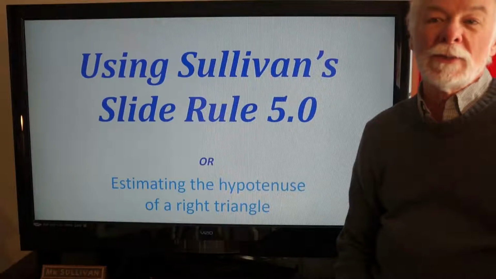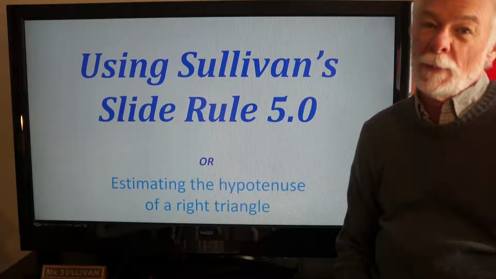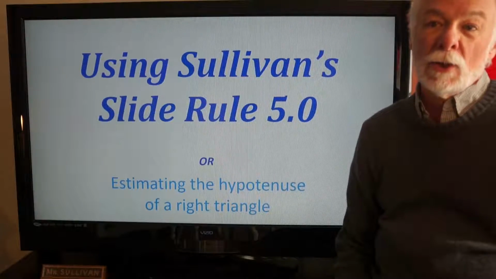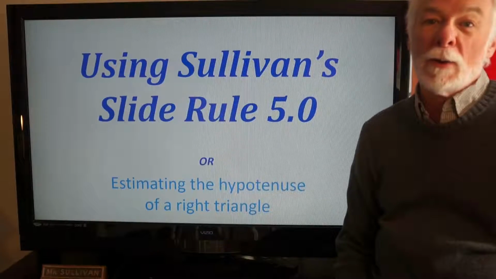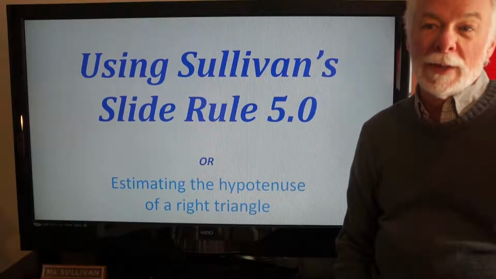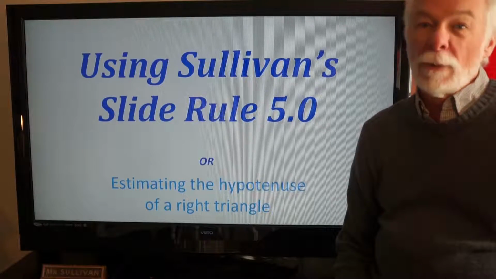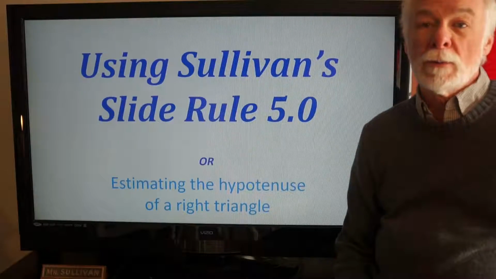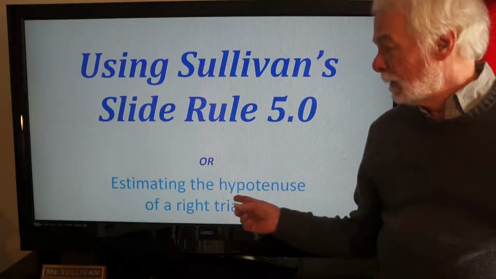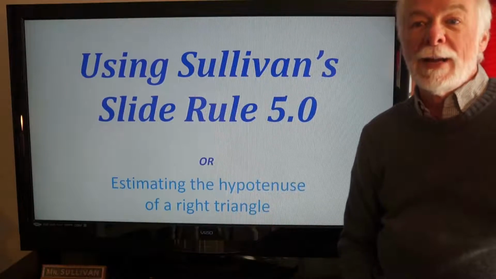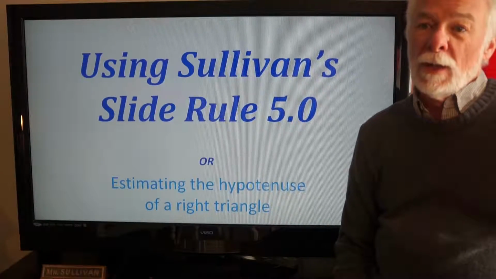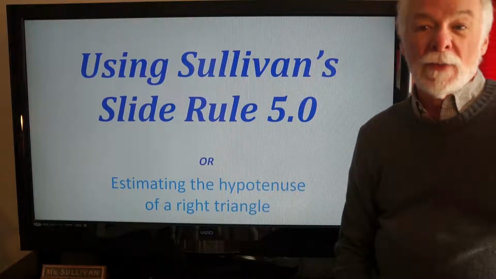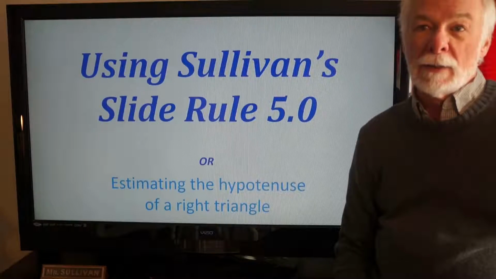Entitled Using Sullivan's Slide Rule 5.0, this tutorial demonstrates a simple method that I devised to approximate the apparent power of a set of MW and MVAR readings without the use of the Pythagorean theorem, squares, or square roots. It's subtitled Estimating the Hypotenuse of a Right Triangle because its use isn't just limited to power applications. In fact, it works for any right triangle.